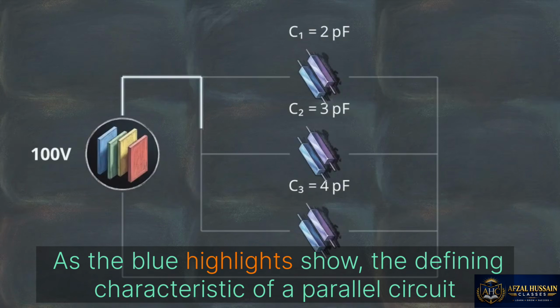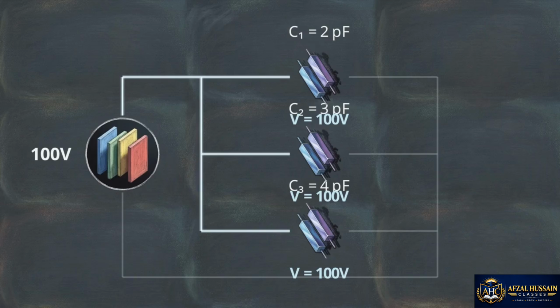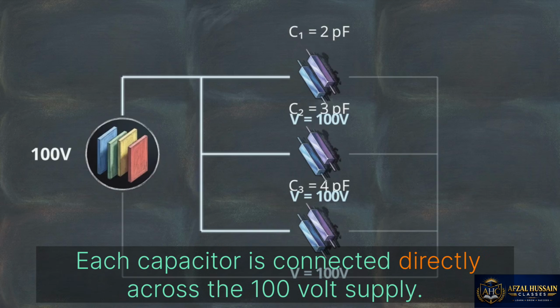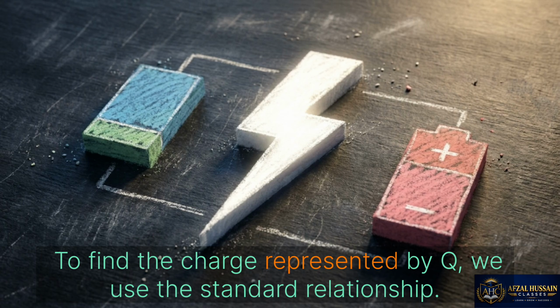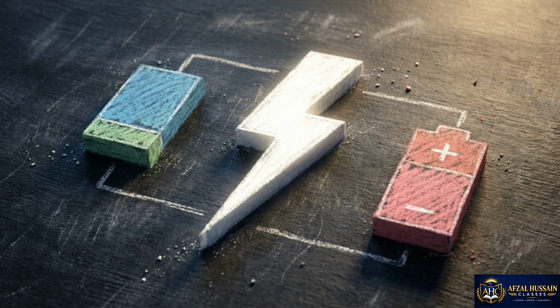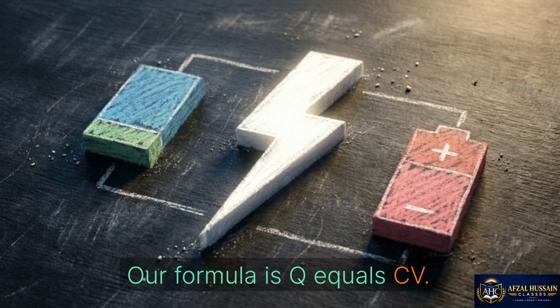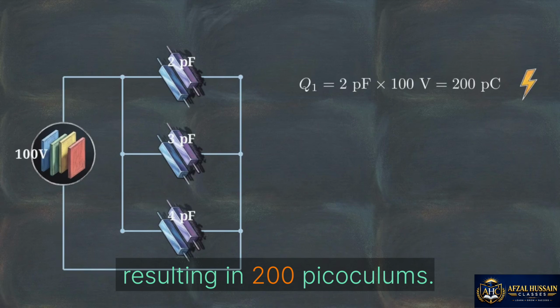As the blue highlights show, the defining characteristic of a parallel circuit is that the voltage across every branch is identical. Each capacitor is connected directly across the 100-volt supply. To find the charge, represented by Q, we use the standard relationship, charge equals capacitance times voltage. Our formula is Q equals CV. For capacitor 1, we multiply its 2 picofarad capacitance by the 100-volt supply, resulting in 200 picocoulombs.